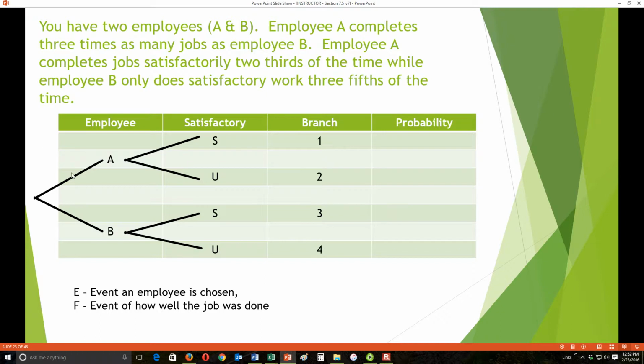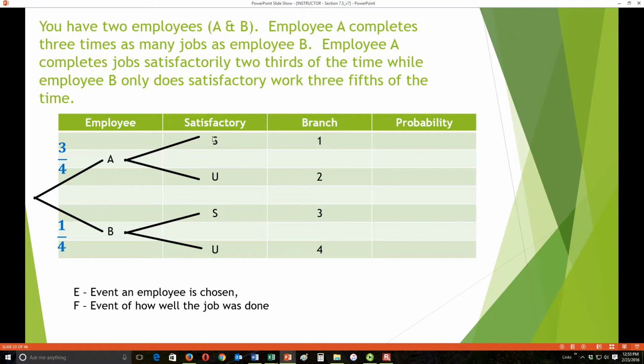Now the probability of me choosing A is actually 3/4, because it says employee A completes 3 times as many jobs as employee B. So 3 jobs for employee A for every 1 job for employee B. So out of 4 jobs completed, 3 of those will belong to employee A, which means if he completes 3/4 of the jobs, employee B completes 1/4 of the jobs.